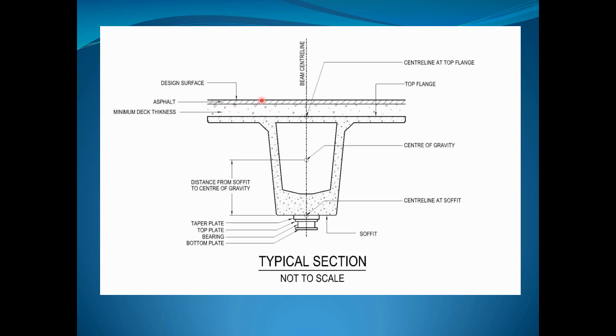So we can see we've got the design surface at the top, we've got the asphalt, minimum deck thickness, we've got our center line at the top flange, the center of gravity, and we've got a dimension here up to the center of gravity from the soffit. This is the center line at the soffit, and of course that bottom surface is the soffit. We've got our taper plate, top plate, bearing, and bottom plate.